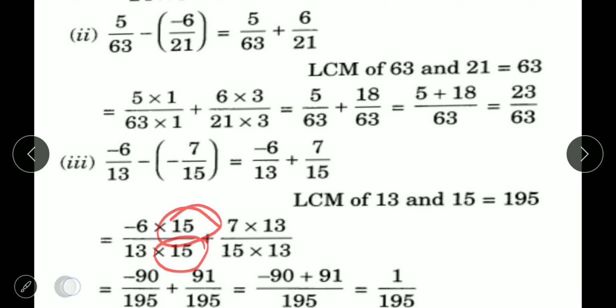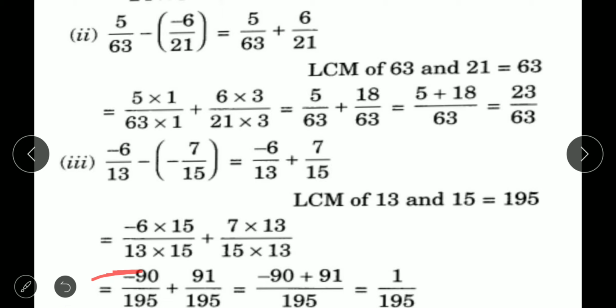Now after multiplying, minus 6 into 15: 15 sixes are 90, so minus 90, and 13 sevens are 91. The denominator becomes 195. Now you can subtract the two numbers, because it is minus 90 and plus 91, plus minus minus. So when you subtract, 91 minus 90 will be 1.